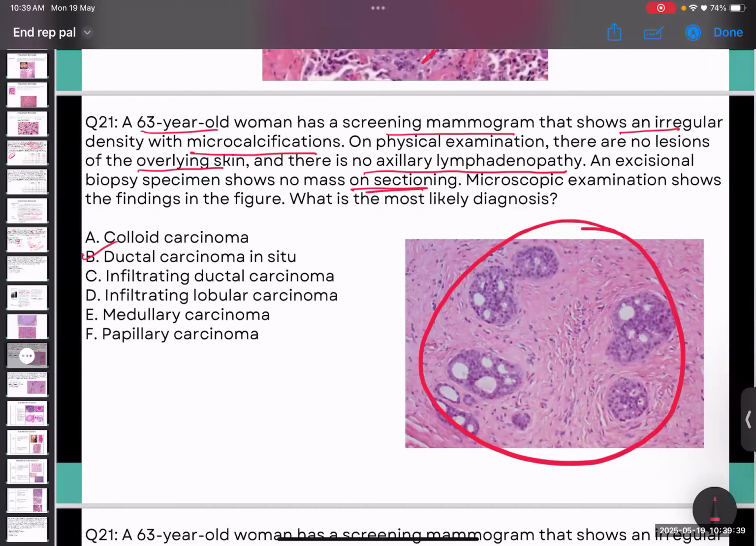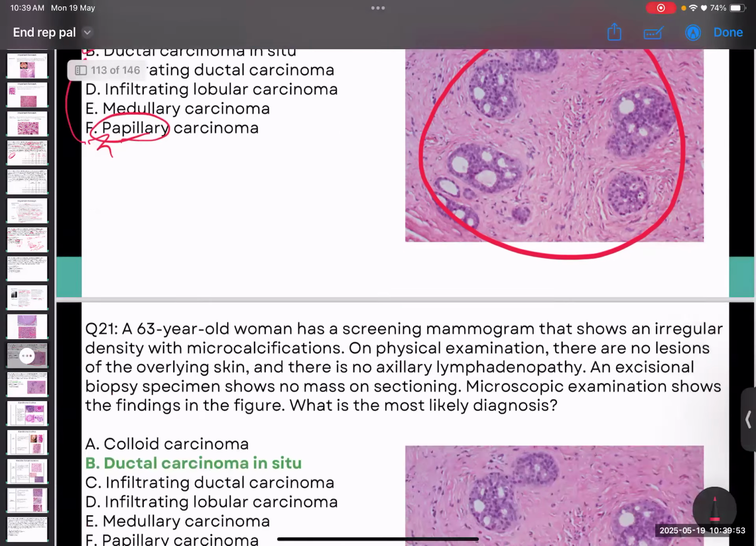Papillary carcinoma, I'm not sure if they mean papillary carcinoma of the thyroid, because I don't know why this is there. But if they do mean papillary carcinoma, I'm assuming they mean the micropapillary form of DCIS, which is again tying to B.